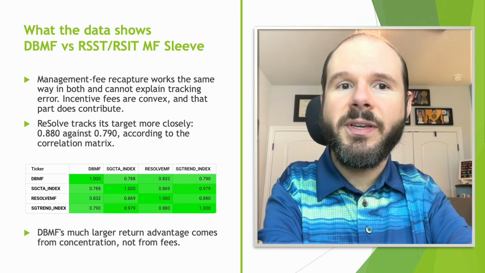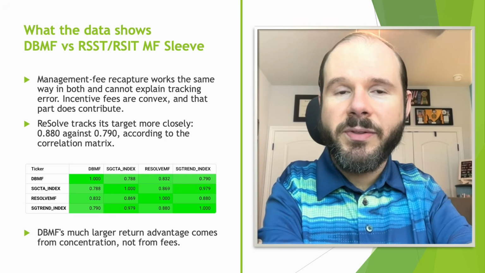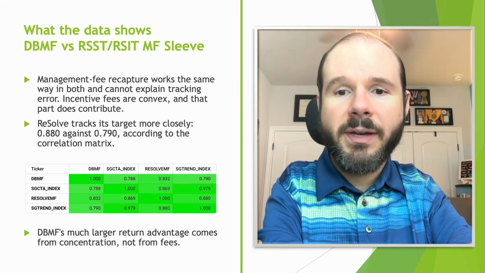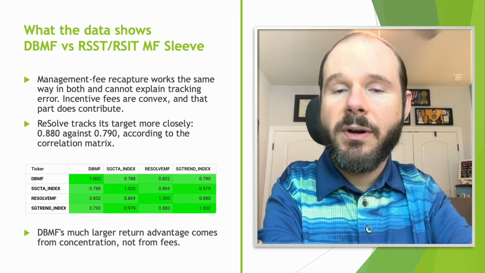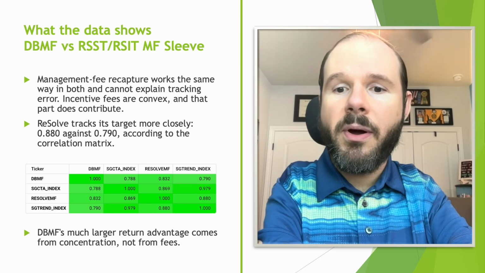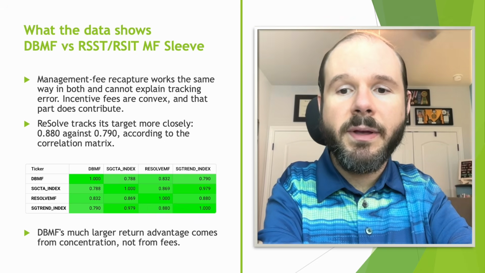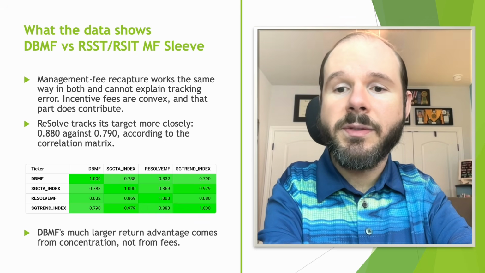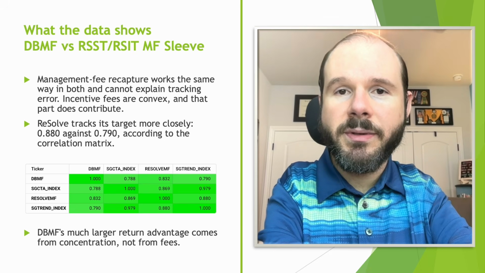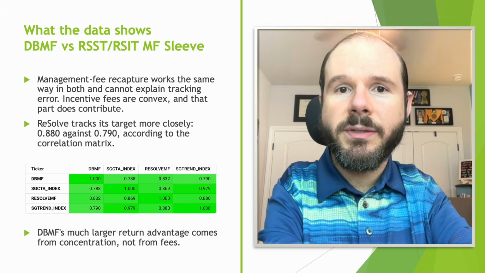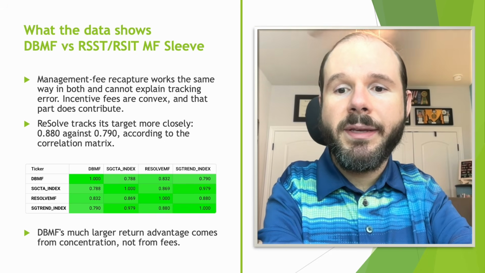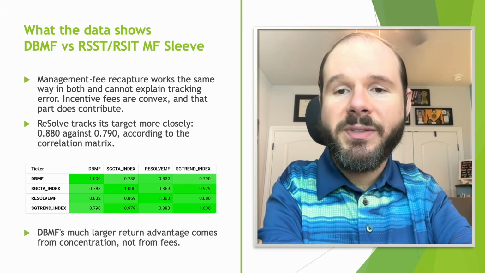But incentive fees are a different animal. Incentive fees are convex and path dependent. They add some tracking error. Resolve tracks its target more closely. So RSST and RSIT, their managed futures sleeve is much closer to the SG Trend than DBMF is to the SG CTA Trend. And it's a pretty sizable difference.